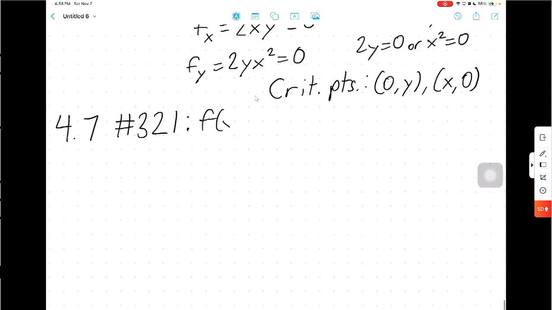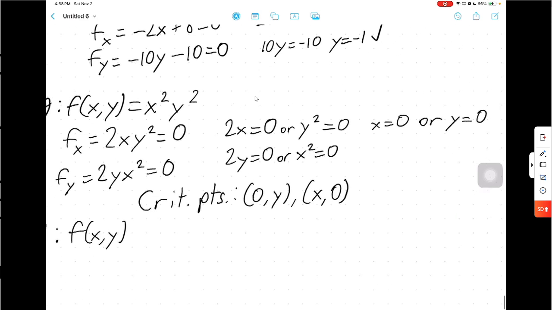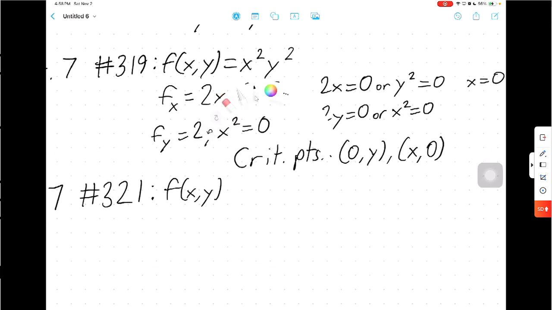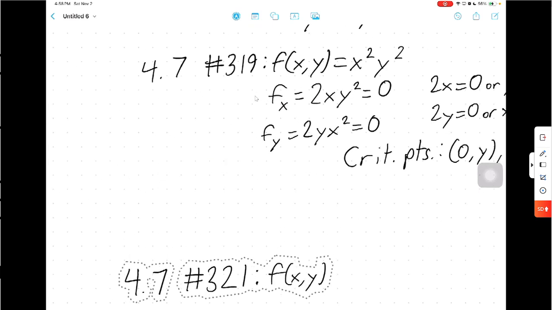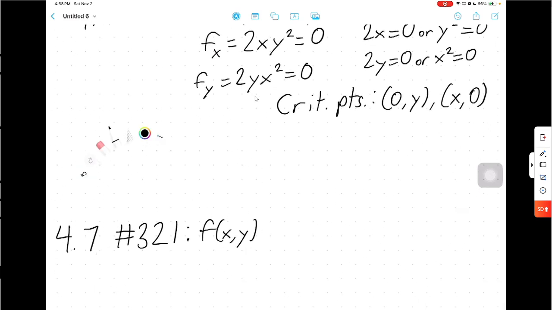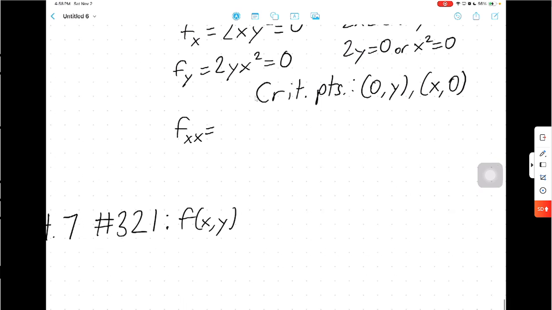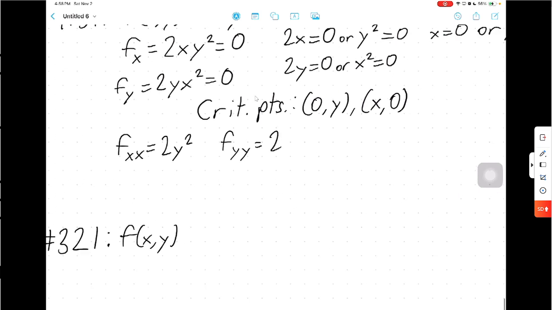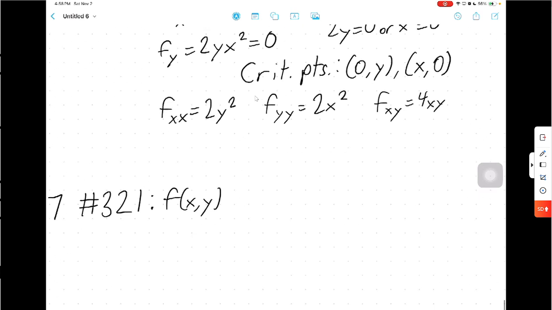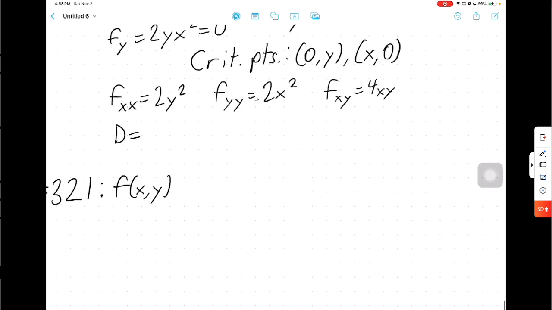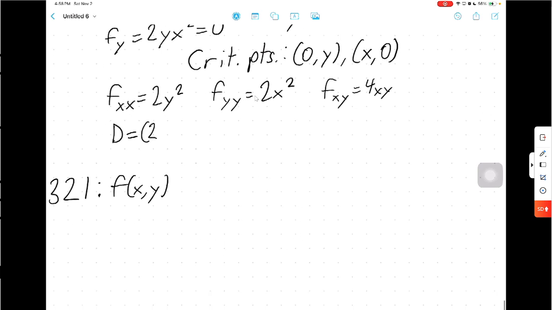This is again another second derivative test. Yes, I forgot to do the second derivative test. It's on the other one. Here, fxx is equal to 2y squared. Fyy is just 2x squared. And fxy is equal to 4xy. So you get D is equal to 2y squared times 2x squared minus 4xy squared.